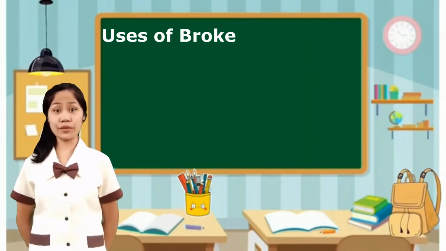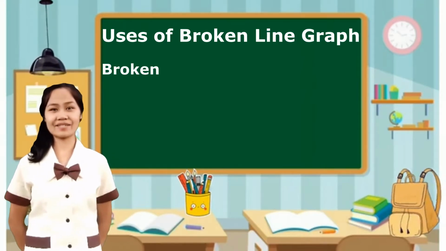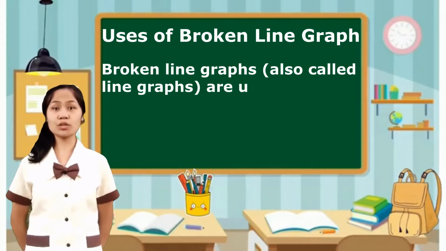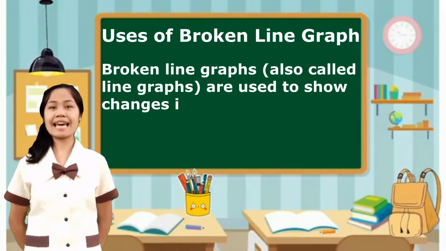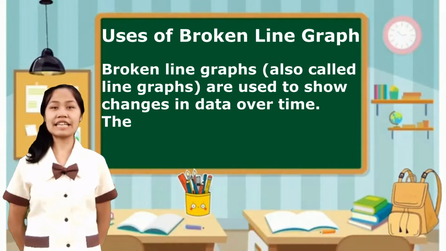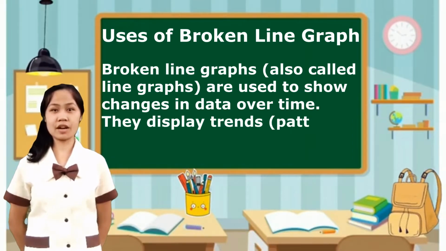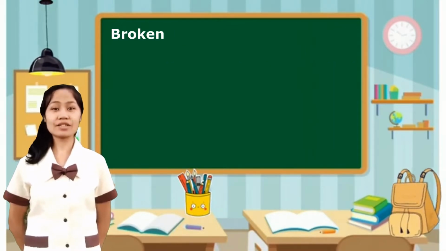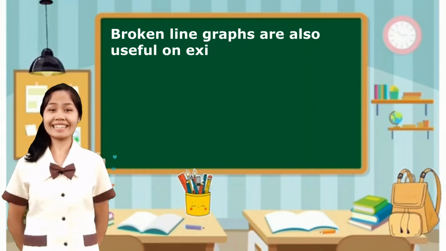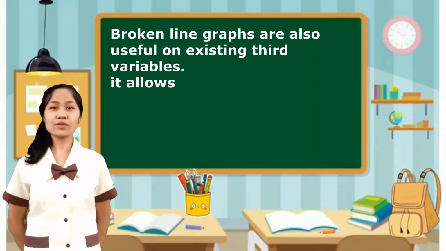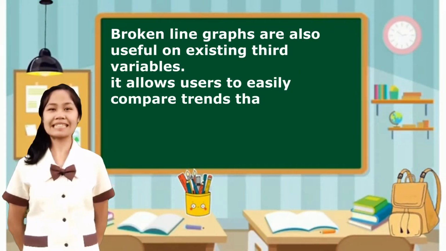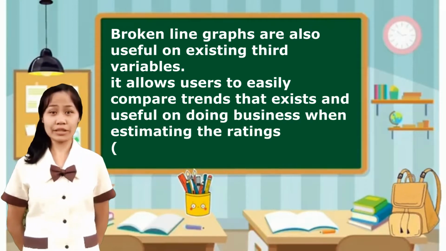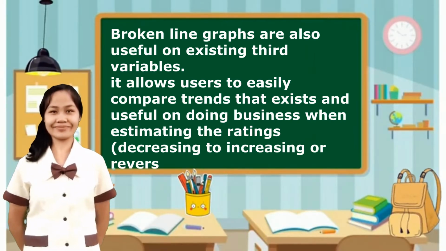I'm here to discuss with you the uses of broken line graphs. Broken line graphs, also called line graphs, are used to show changes in data over time. They display trends or patterns that help us make predictions. When showing monthly temperatures in different locations, it allows graph users to compare trends that exist, and it is useful in doing business when estimating ratings, decreasing to increasing or reverse. At this point, a third variable exists.